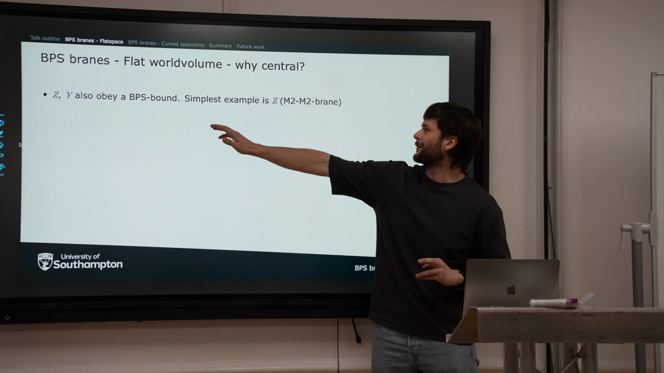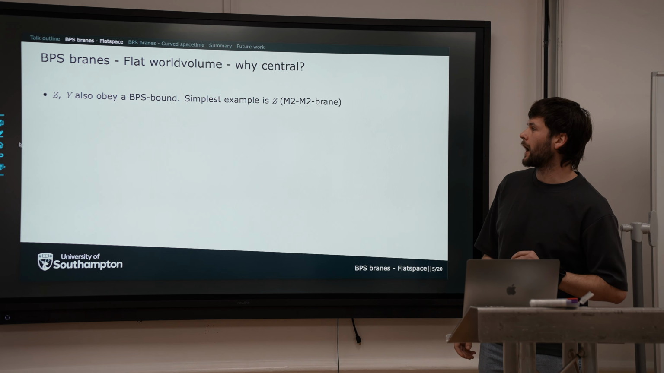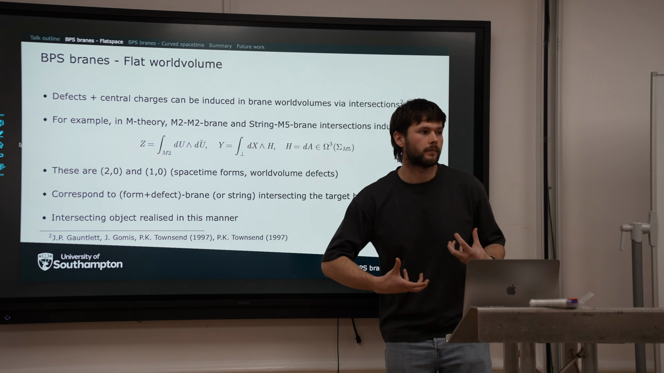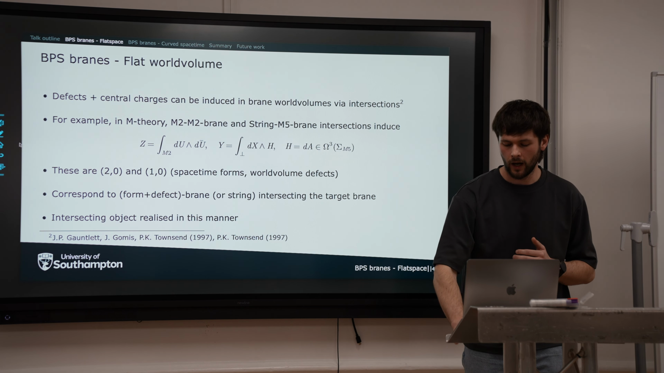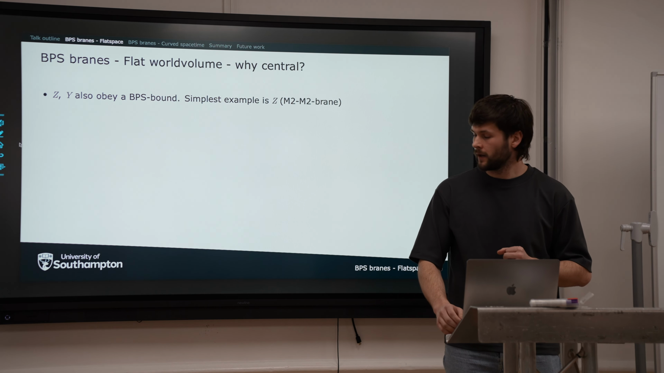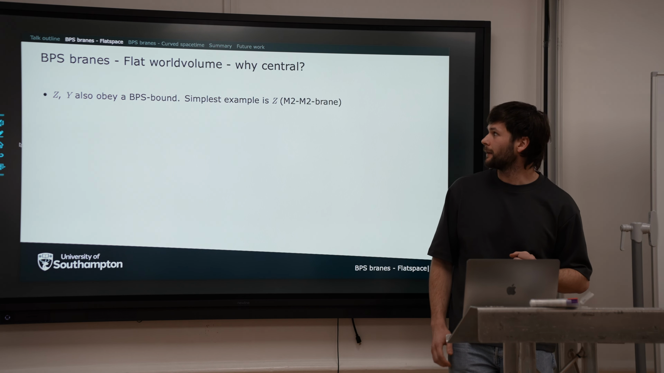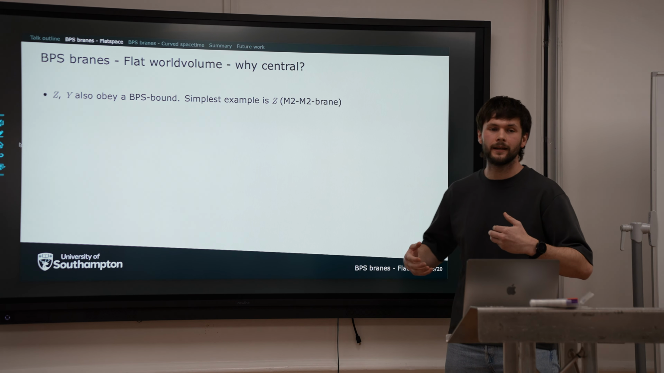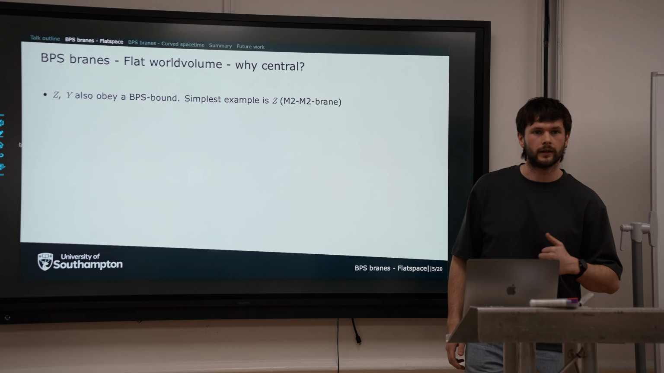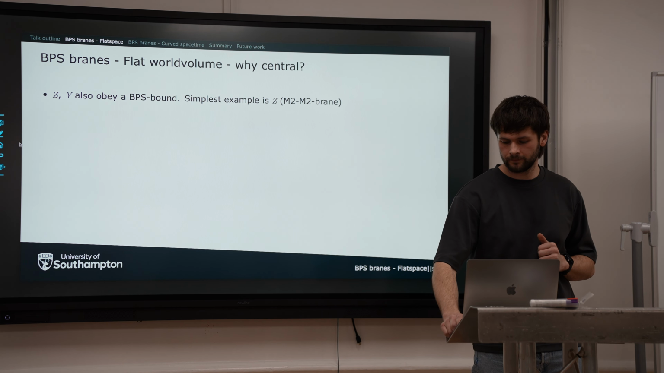So I should say, before moving on to the curved space, I've shown that these two charges encode the space-time information of this intersection, but how can we motivate that these are also central terms? The best way to do this is to show that they obey a BPS bound. The simplest case, and the most analogous to the specific brane intersection I introduced very briefly, is this M2 brane central charge.